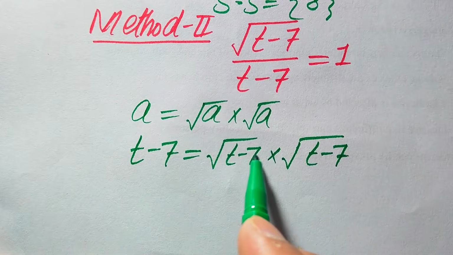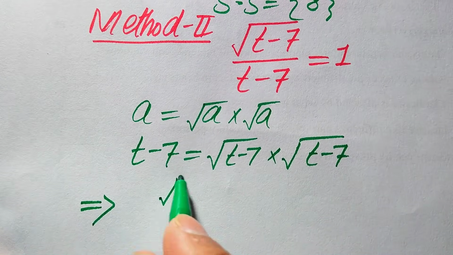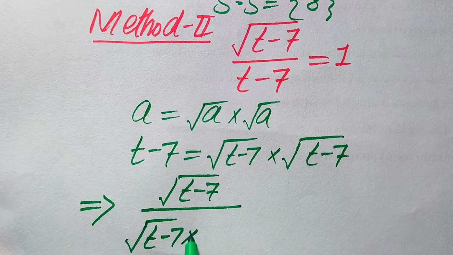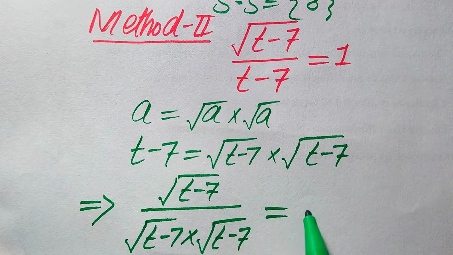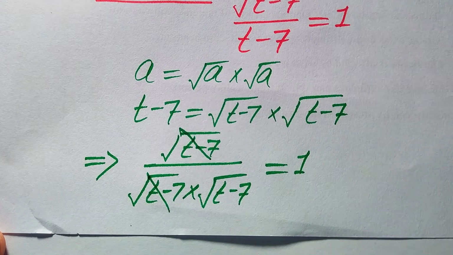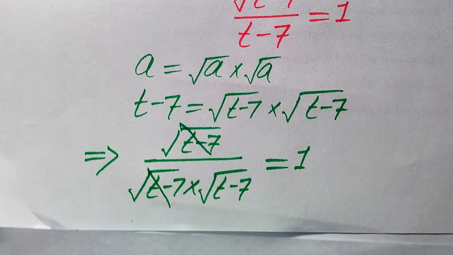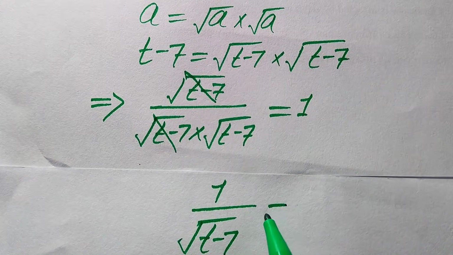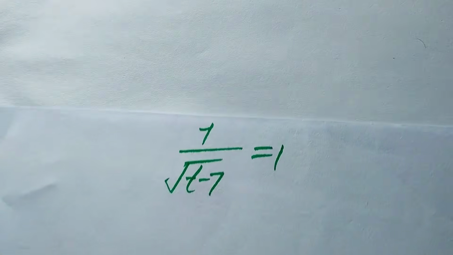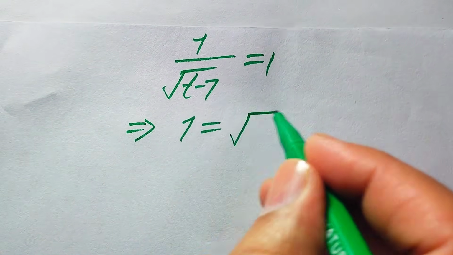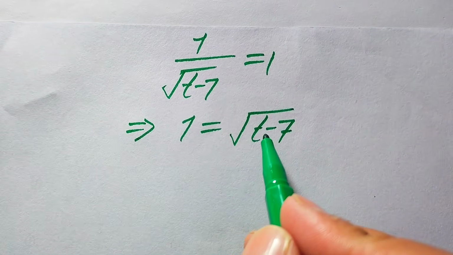So we replace t minus 7 with this value, and our given question is written as square root of t minus 7 divided by square root of t minus 7 multiplied by square root of t minus 7 is equal to 1. You see that these two factors cancel each other out, and here we get the remaining values in this form. In the numerator we get 1 divided by square root of t minus 7 is equal to 1. Further we need more simplification, so we move square root of t minus 7 to the right hand side, and we get 1 equals square root of t minus 7, and we remove the square root sign.